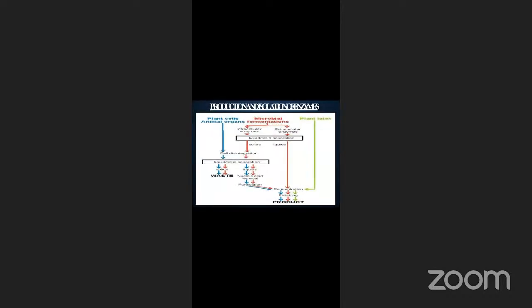So it's the same thing if it is a plant cell or animal organism: we have to do the cell disintegration, then liquid solid separation. We have to remove the waste. We have to remove nucleic acids. We have to purify, concentrate, and get the final product.